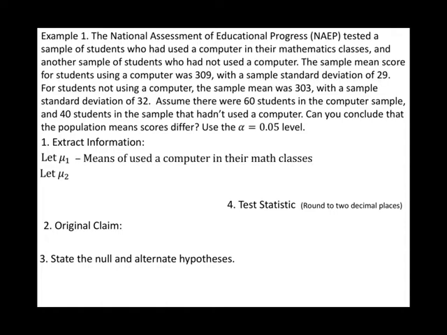Mean 1 will be the mean of those who use a computer in their math class. Mean 2 will be those who do not use a computer in their math class. Okay, find out the original claim statement. The population mean scores differ. So mean 1 is not equal to mean 2.